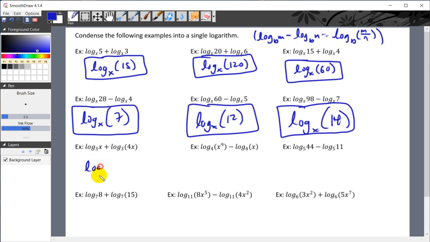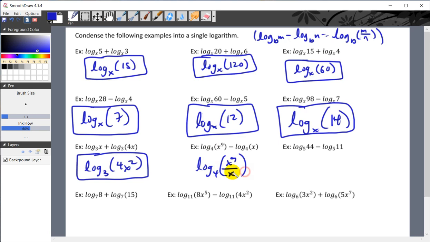So this is log base 3 of x times 4x. So x times 4x is 4x squared. Okay, with this one it is log base 4 of x raised to 9 divided by x. X raised to 9 divided by x is x raised to the 8th.